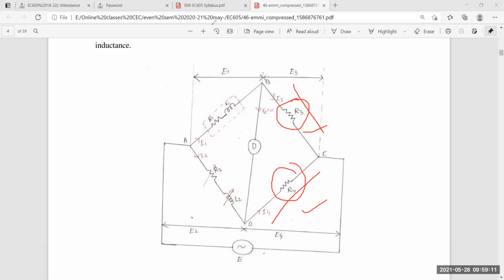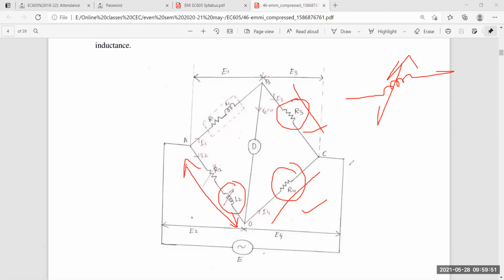Now, one of the arms, AD, consists of a variable inductance, that is L2. What is the variable inductance? L2. And I told you, whenever you find this kind of arrow sign, suppose here the arrow is given like this on the inductance, that means the arrow indicates that this inductance, or whatever it is, even a resistance, that particular parameter is variable.